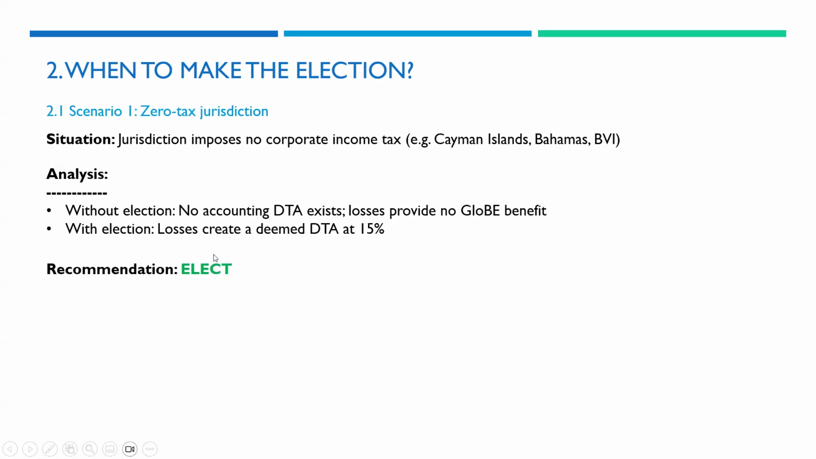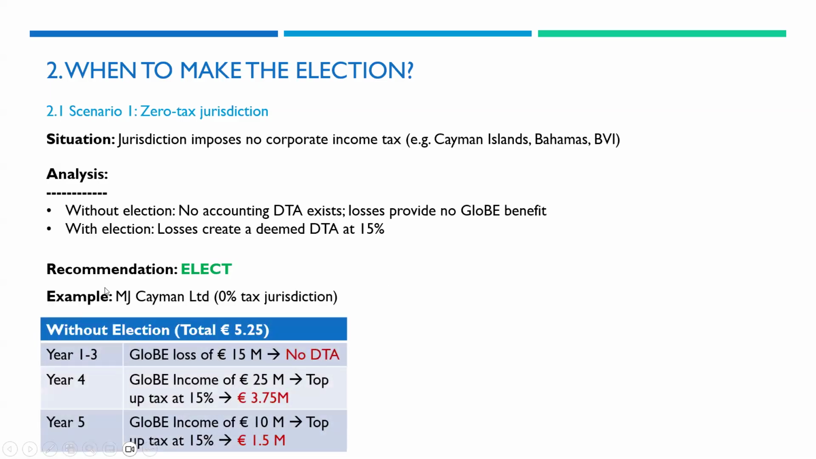Now, if you are in a zero tax jurisdiction, definitely elect. It's pretty good. Let's take an example, MJ Cayman Island Limited. Let's say that in years 1 to 3, they had a GloBE loss of 15 million. They had no DTA. In year 4, they had a GloBE income of 25 million. So there is top up tax at 15%, which comes to 3.75 million, which is nothing but 25 into 15%. Why 15%? Because it's a 0% tax jurisdiction. In year 5, there is a GloBE income of 10 million. So top up tax at 15% is 1.5 million.